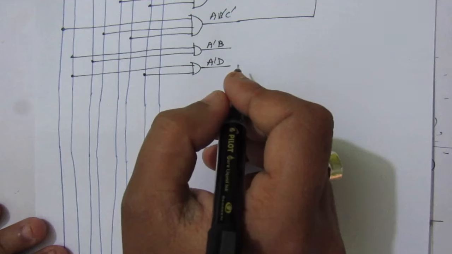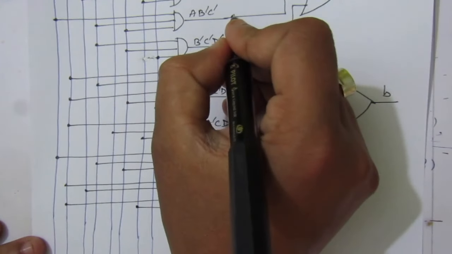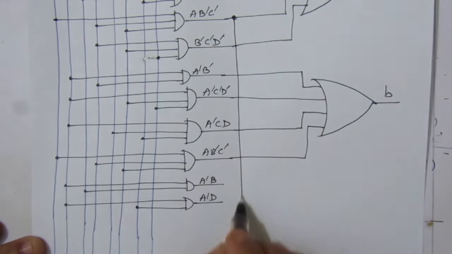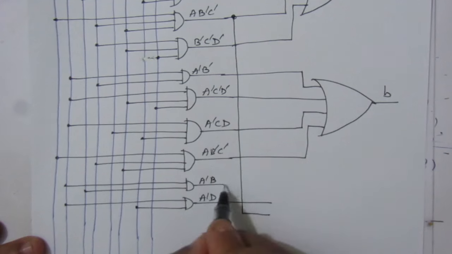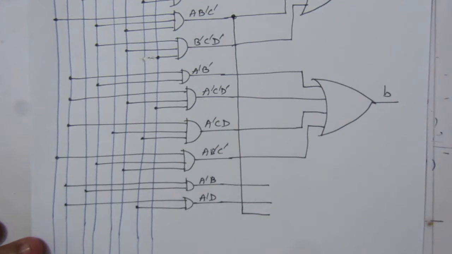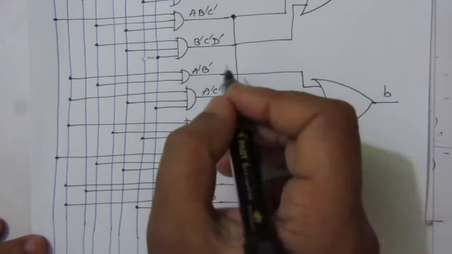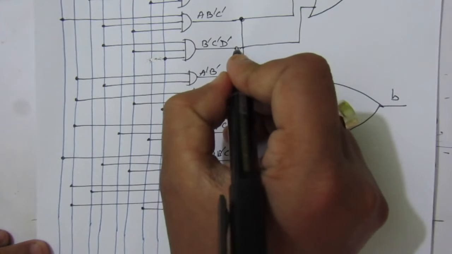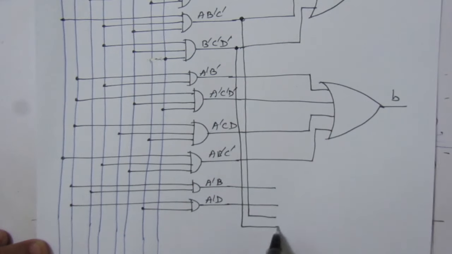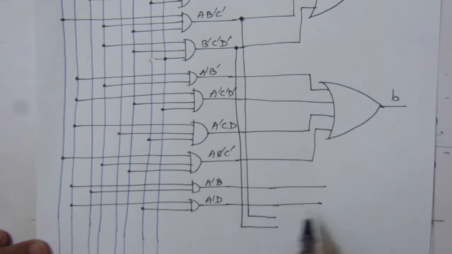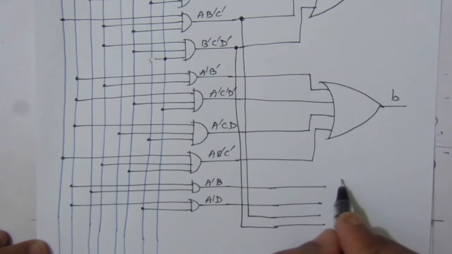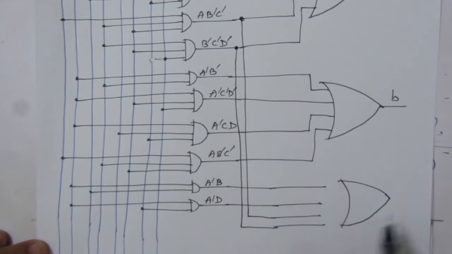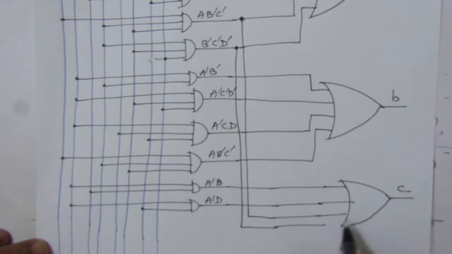Then the third term is A B bar C bar. We have already obtained this A B bar C bar, so draw a line from here, and this will be the third input. Then the fourth term is B bar C bar D bar, which we have already found, so draw a line connection from here. These 4 will be the inputs of an OR gate, and you will get the output small c here.